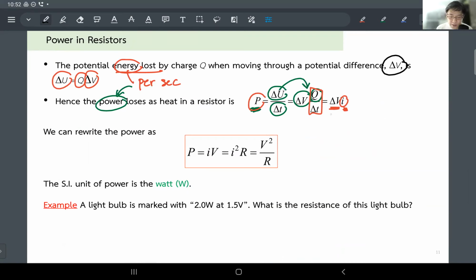And now you can manipulate this by using Ohm's law. P equal to IV, but V equal to IR, so you can turn this into I squared R, or you can write I equal to V over R. You can turn this into V squared over R if you like. Okay. Cool. All right. So this is an easy one.